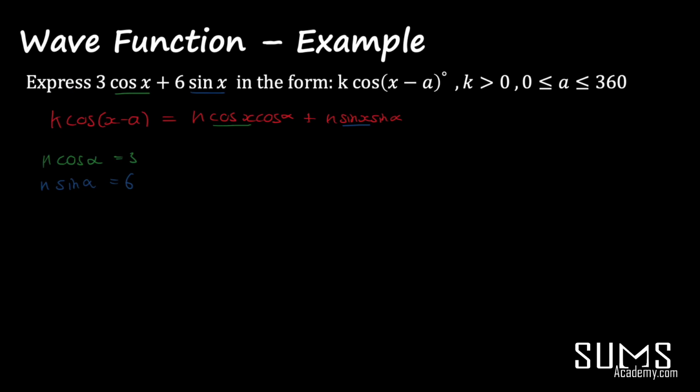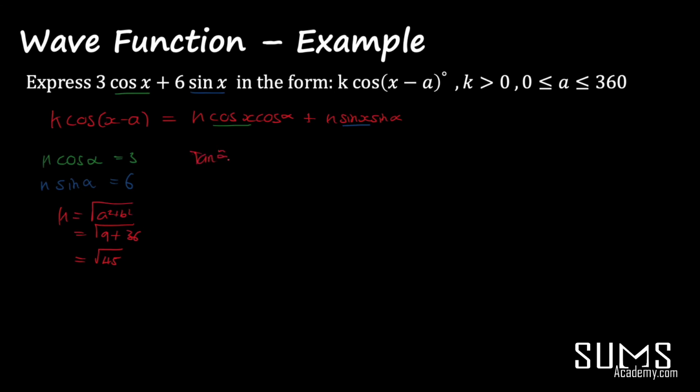Okay, so from here you just want to figure out your k. So k is equal to the square root of a squared plus b squared, which is equal to 3 squared, which is 9, and 6 squared, which is 36. That's equal to root 45. Okay, and then we want to be thinking about alpha.